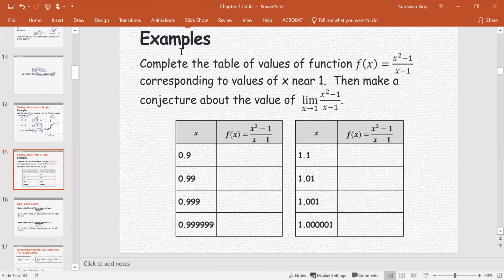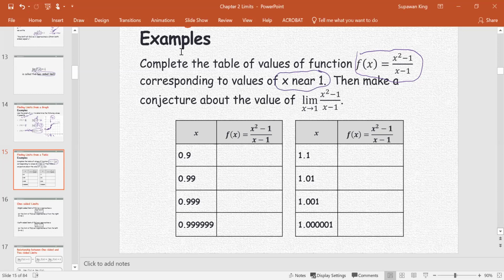For this example, now instead of looking at the graph, we have the function f of x equals x squared minus 1 divided by x minus 1. This function is a rational function, as we are familiar with. And we are going to complete the table where the value of x is close to 1. You see the two sets of tables.